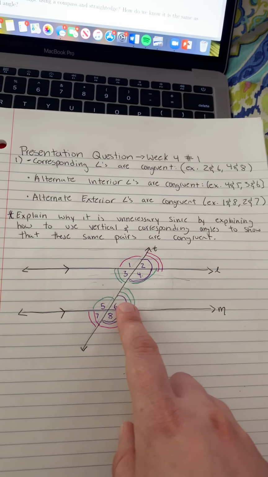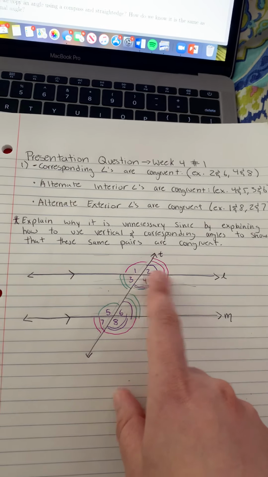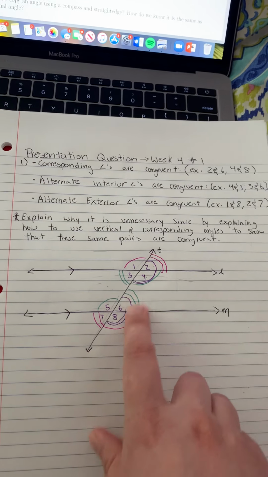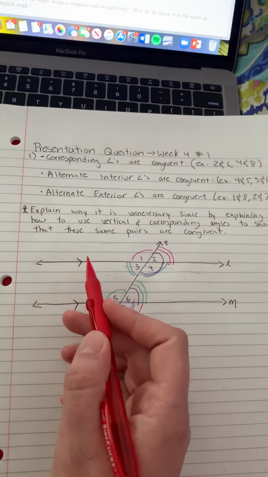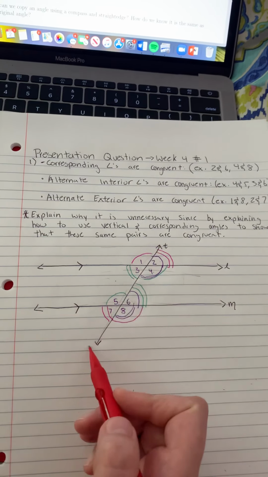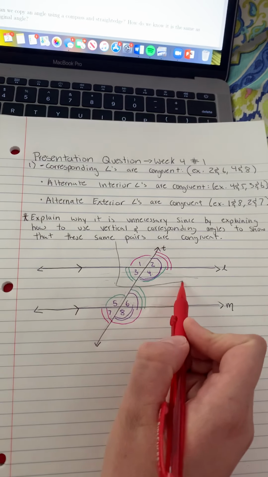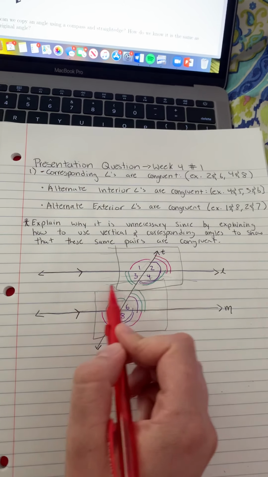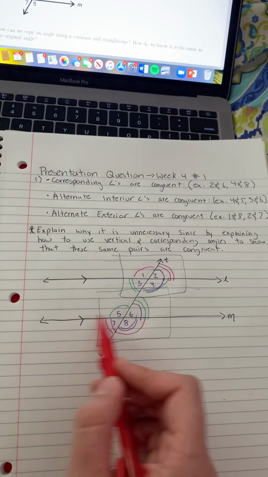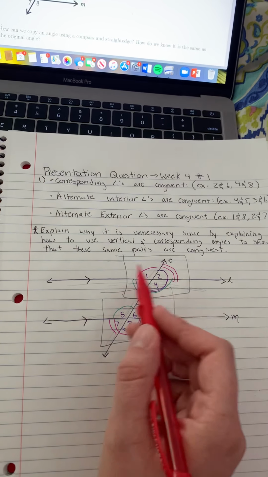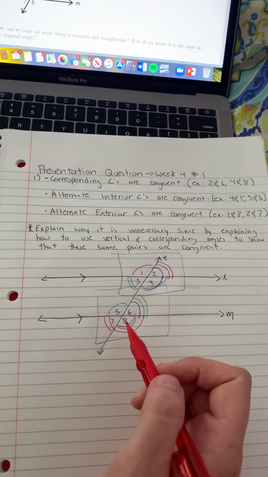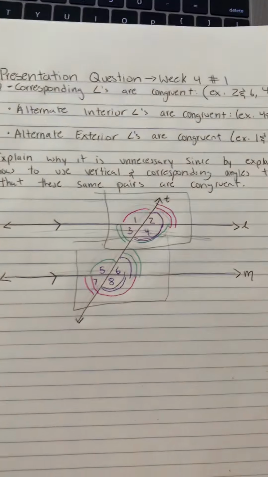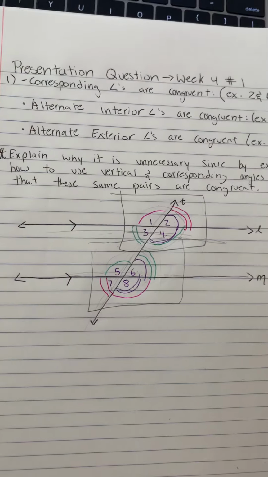So the purple ones are corresponding angles, so we can see that 2 and 6 are congruent, and 4 and 8 are congruent. This is because when these two lines are parallel and the transversal comes through, all the corresponding angles on here are congruent, since this is coming down at the same angle and these two lines are parallel. So this whole section equals this whole section, and this would all equal 360 degrees. So I discussed the corresponding angles and why those would be congruent.